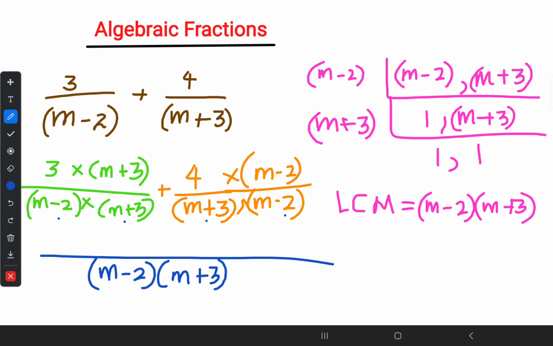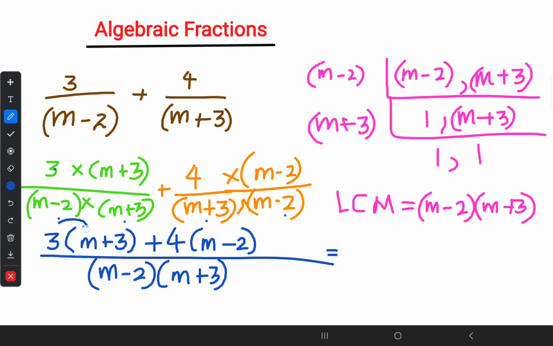So here it is having 3 times m plus 3, that means 3 times (m plus 3), plus 4 times (m minus 2). Work not done yet. You should do some more simplification on the numerator.